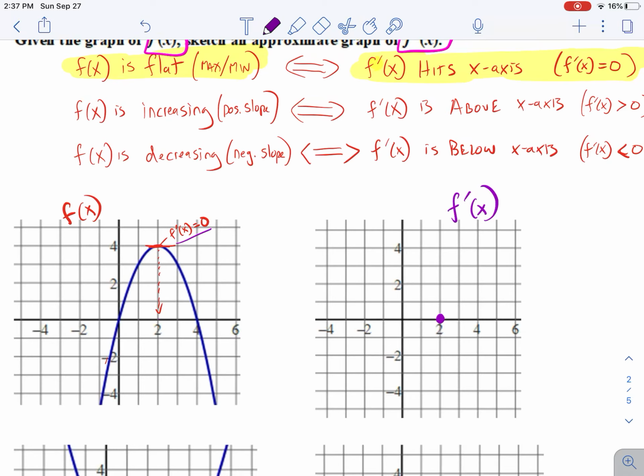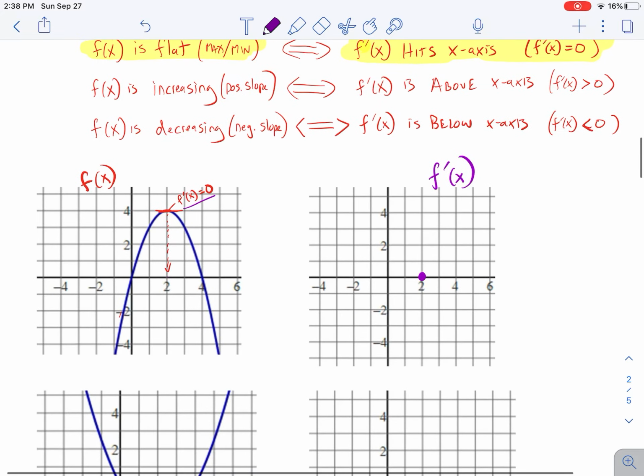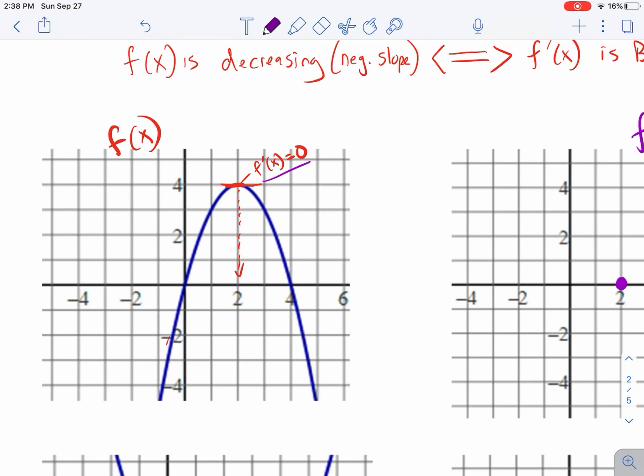That's how I always want you to start. If they give you the original and they ask you to draw the derivative, first find out where the derivative is 0. That's always going to be where the original function is flat. Good. Now you just have to look at what's happening around it.